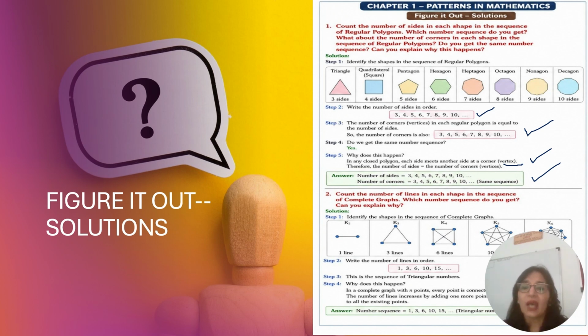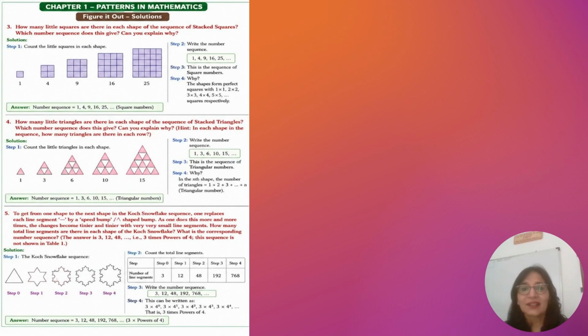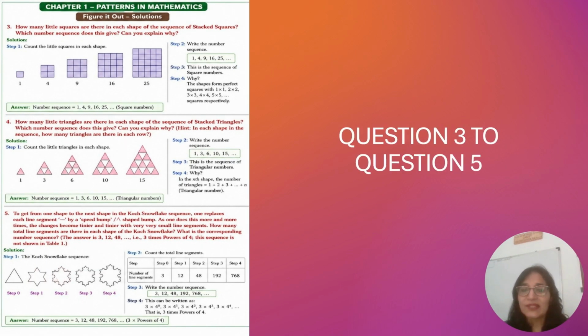Likewise, students, you need to count the number of lines in each shape in the sequence, then of complete graph. Which number sequence do you get? So you can try solving this question and then you can refer to the answers which are on the screen. Likewise, we have questions 3 to 5, which are being solved, which you see on the screen.